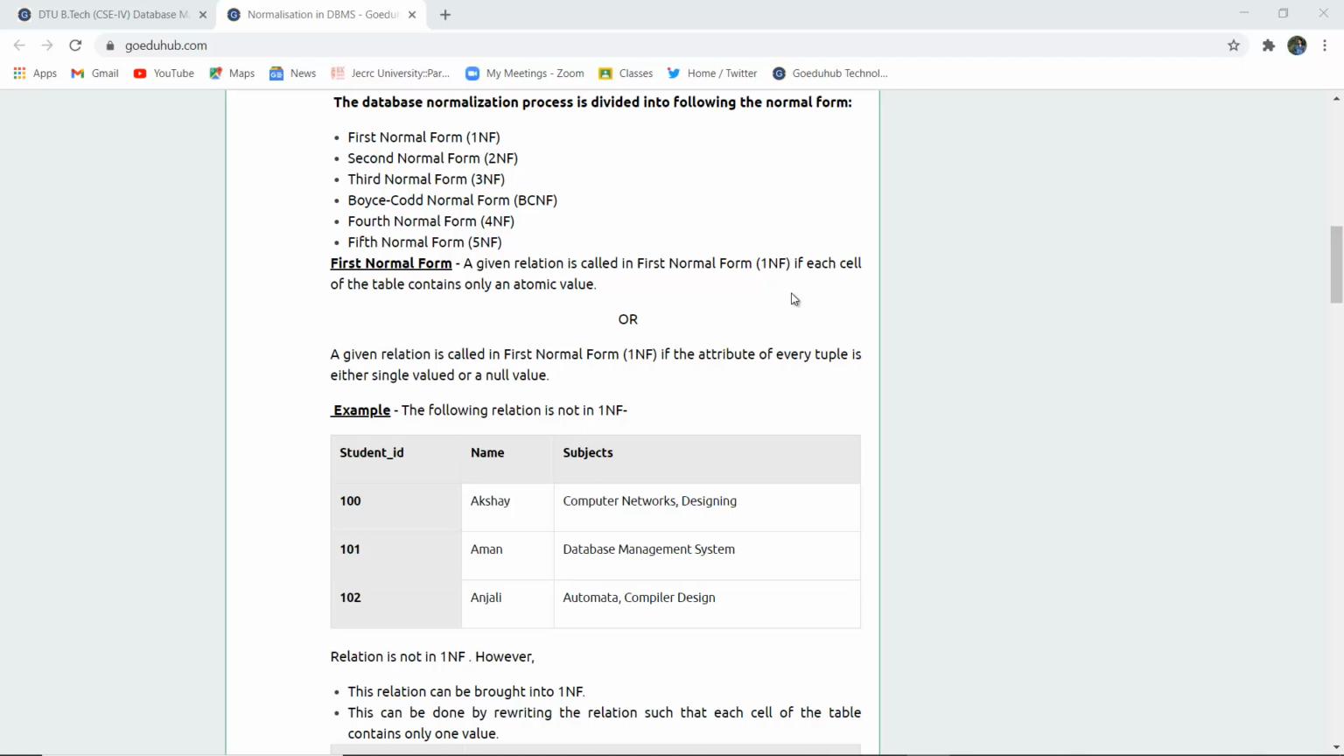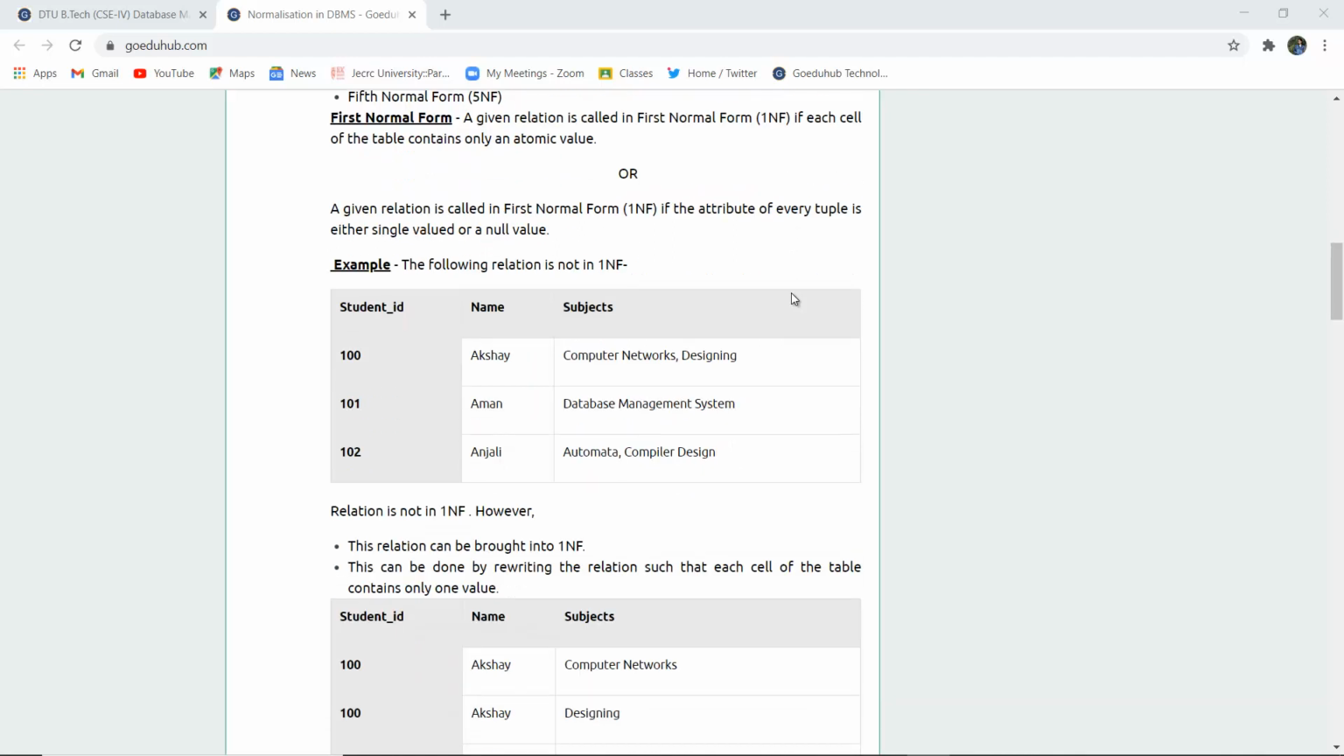Now, how can normalization be done? The database normalization process is divided into the following forms. There are a few forms for doing that. What are those? First normal form, known as 1NF. Second normal form, also known as 2NF. Third normal form, known as 3NF. BCNF, which is Boyce-Codd normal form. Fourth normal form, or 4NF, and similarly fifth normal form, or 5NF.